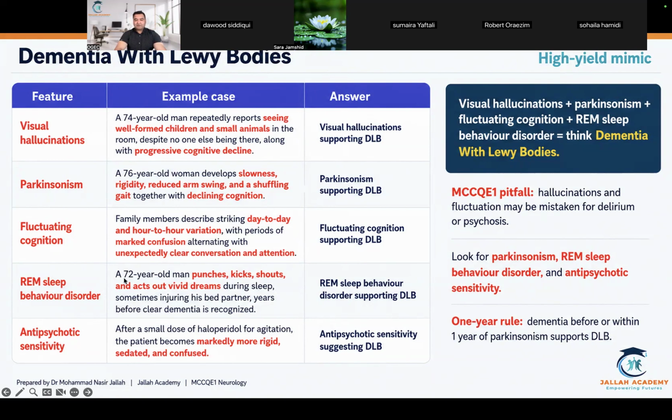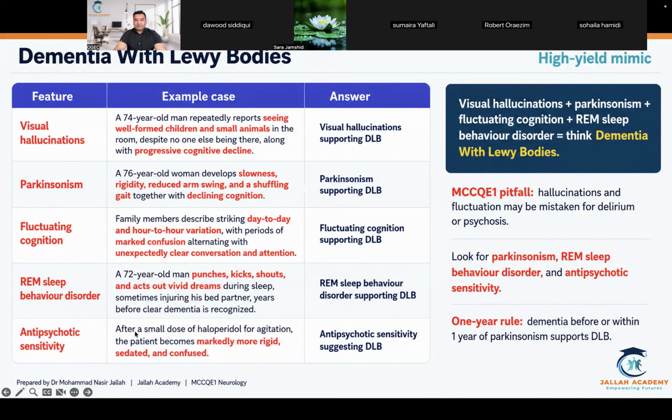REM sleep behavior disorder: a 72-year-old man punches, kicks, shouts, and acts out vivid dreams. So this is acting out dreams, punching, kicking, shouting, all that stuff during sleep, sometimes injuring his bed partner, years before clear dementia is recognized.